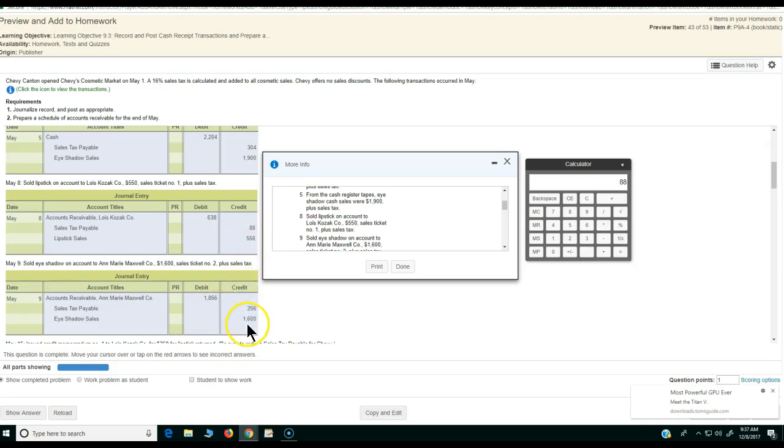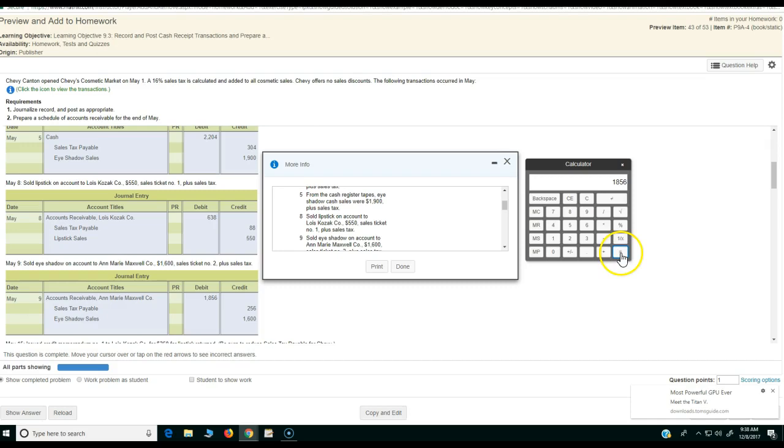We added 16% to $1,600. I'll do it the fast way: $1,600 times 1.16.